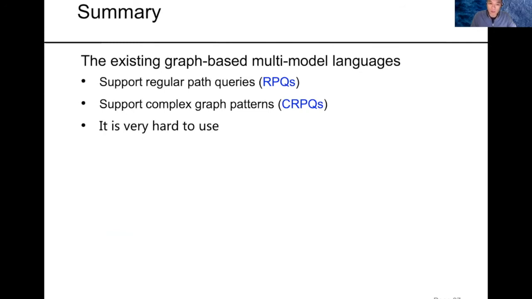So in general, the existing graph-based model query languages support regular path queries, and also support complex regular path queries, but they are very hard to use.